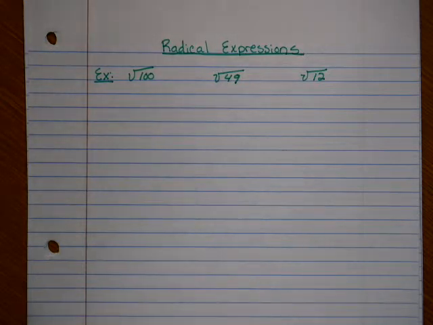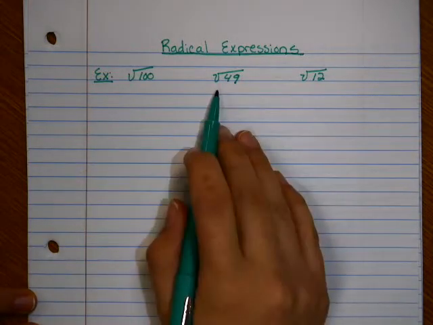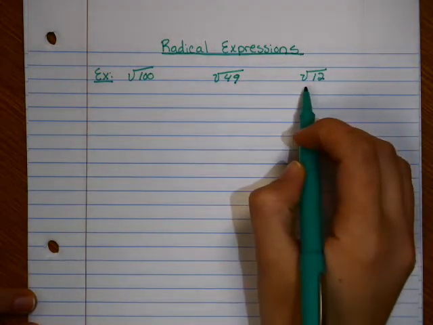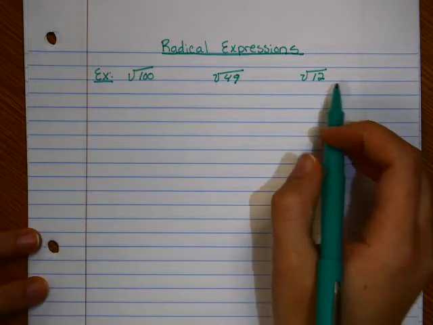Alright, these notes are going to be on radical expressions. Let's review a few examples of just what radicals look like. So here we have a square root of 100, here we have a square root of 49, and here we have the square root of 12. So we're going to work on simplifying these radical expressions.